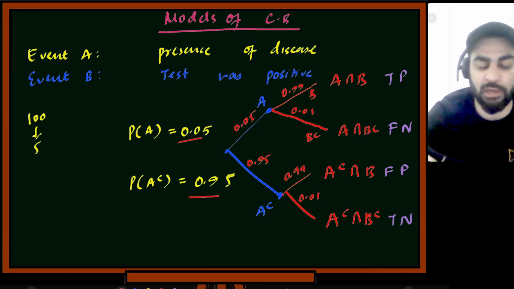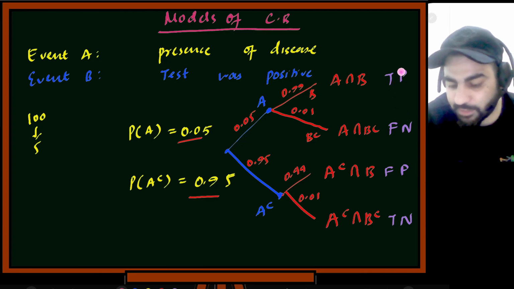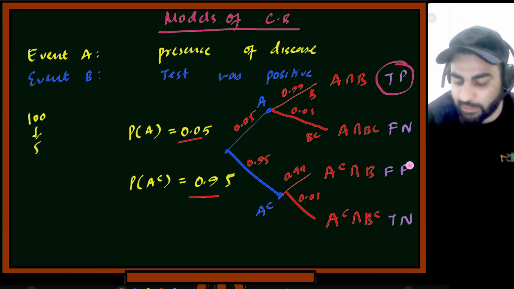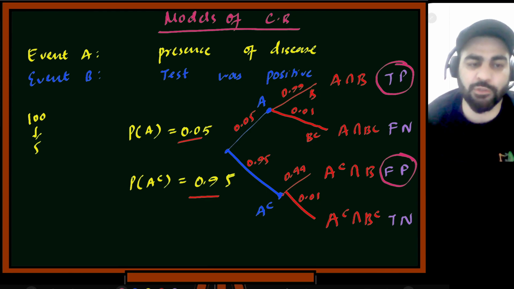So now we need to compute the probability of B. So what will it be? It will be in this line. We'll go in here because B is positive, true positive, and then we'll also get this false positive. So in these two cases, we'll have the test as positive, and that's the probability of B.